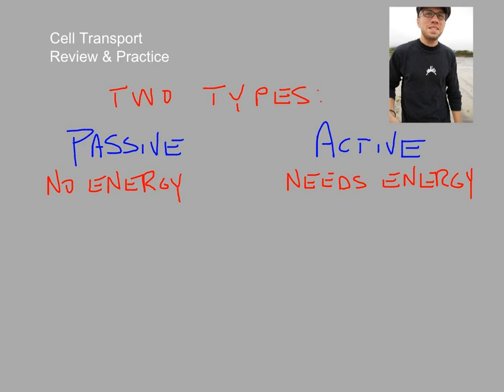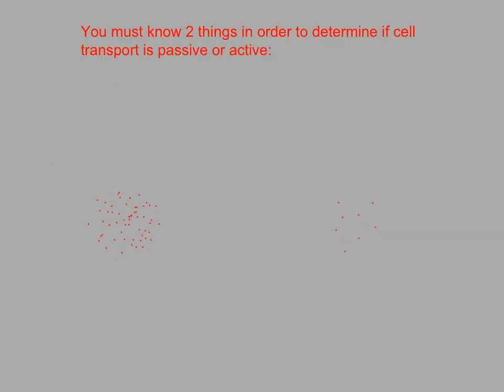As you remember, there are two major types of cell transport. Passive, that requires absolutely no energy to do it, and then the opposite, active, requires and needs energy to push the molecules across the cell membranes of the cells. You must know two things in order to determine if cell transport is passive or active. And those two things are the gradient and the direction that the particles are moving.